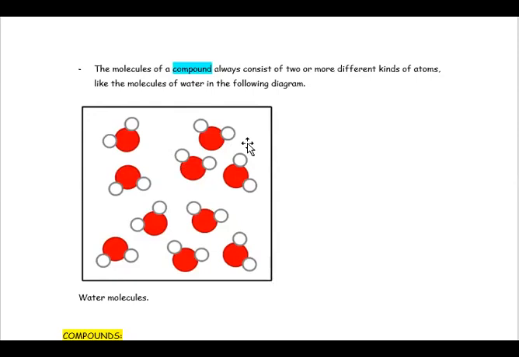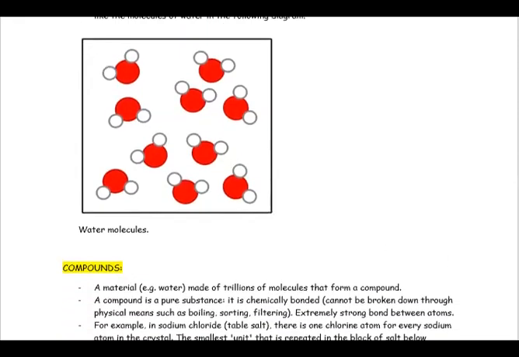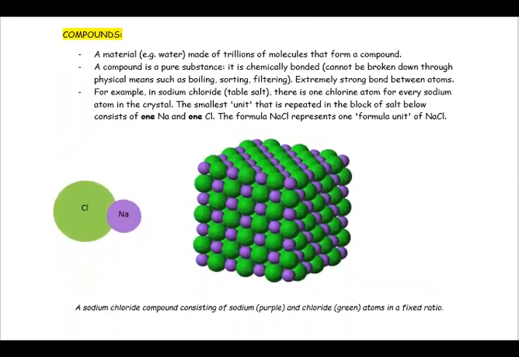So a compound is water, table salt, carbon dioxide that we breathe out. There's so many different kinds of compounds in the world. Everything is made out of compounds. Everywhere you look, everything is made out of compounds, right? So if you take many water molecules and you put them in the same place, you're going to form a compound. All right, let's look at compounds.